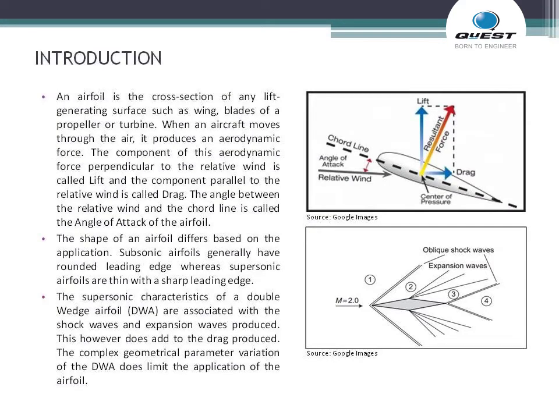An airfoil is a cross-section of any lift-generating surface such as a wing, blades of a propeller or turbine. When an aircraft moves through the air, it produces an aerodynamic force. The component of this force perpendicular to the relative wind is called lift force, and that parallel to the wind direction is called drag force. Now the angle between the relative wind and the chord line is called the angle of attack of the airfoil. Based on the application, whether it is operating in subsonic or supersonic regimes, the airfoil shape differs accordingly.